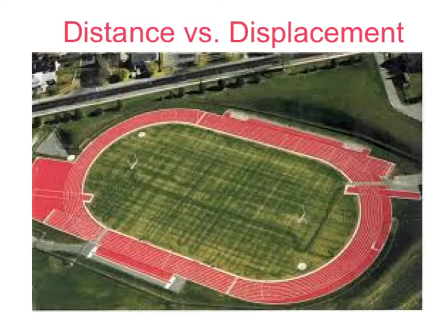Now here we are on the same track. Let's take a look at you running around the track one more time. As you run all the way around the track, your total distance that you travel running one time around the track is 400 meters. Whereas your total displacement, if you end in the same place that you started, is 0.